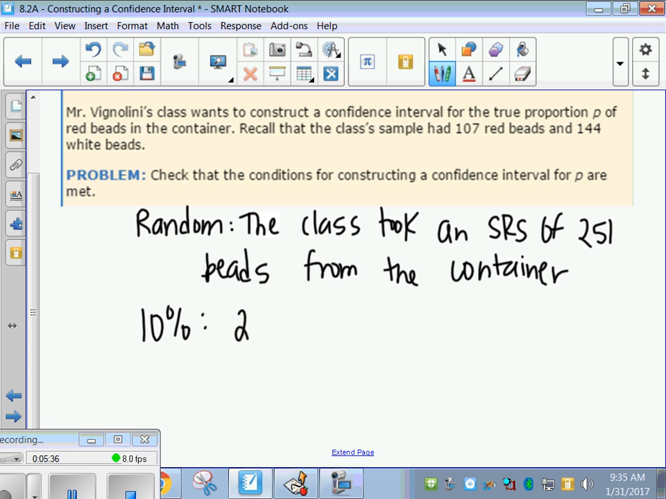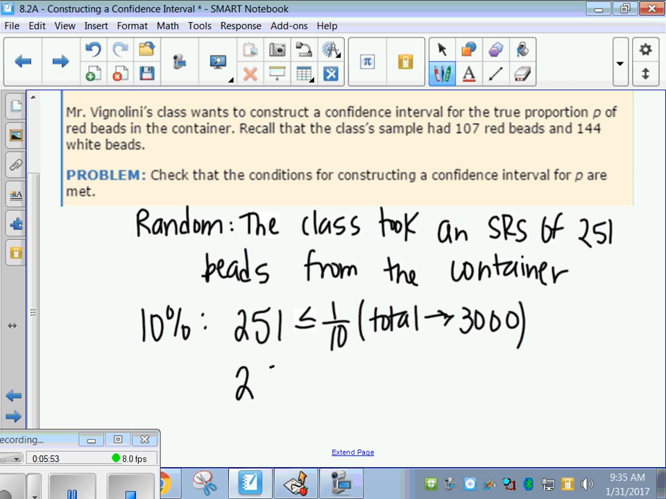Thank you, 251. That has to be less than a tenth of the total. And Mr. V told me that there were 3,000 beads in the container. So good news, we're less than or equal to 300, which is a tenth of the total. All right? Yay, the 10% condition works.